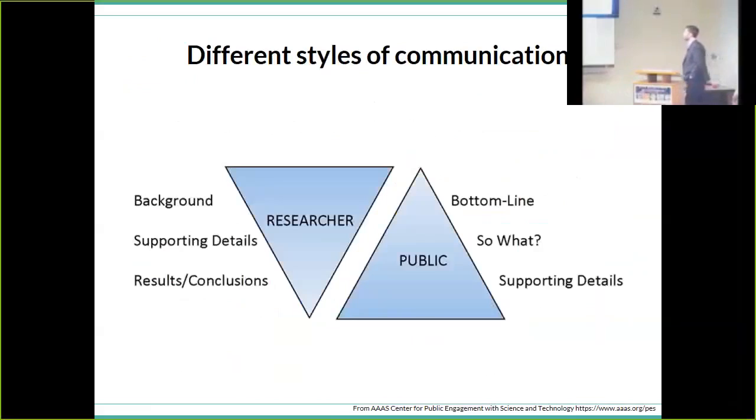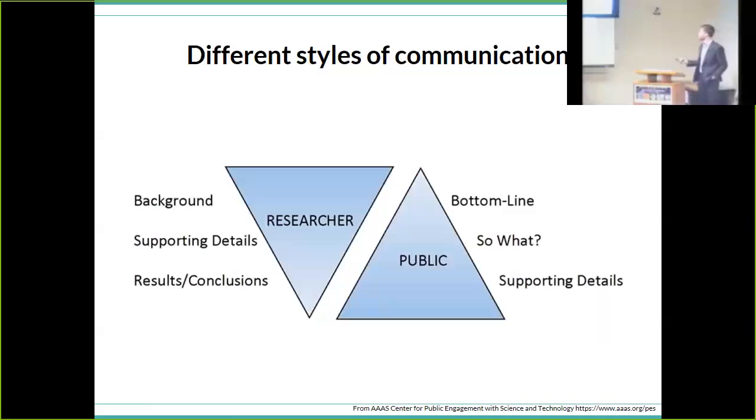And so where I'd want to start, in giving some background to why we might think there might be a difference, is that when we think about different styles of communication that different audiences tend to gravitate towards, what we know is that scientists and the general public often want very different things when they're looking at information. And this ends up translating into visual communication as well.